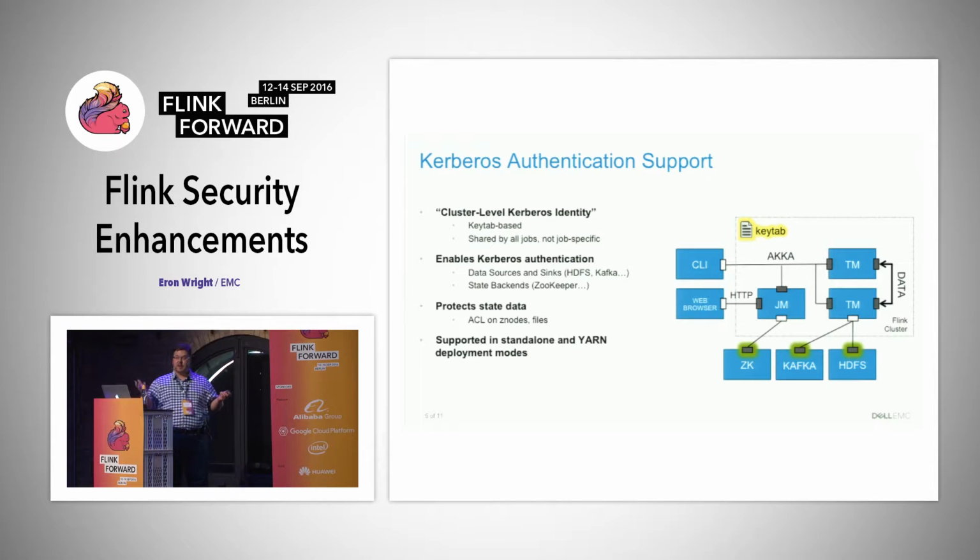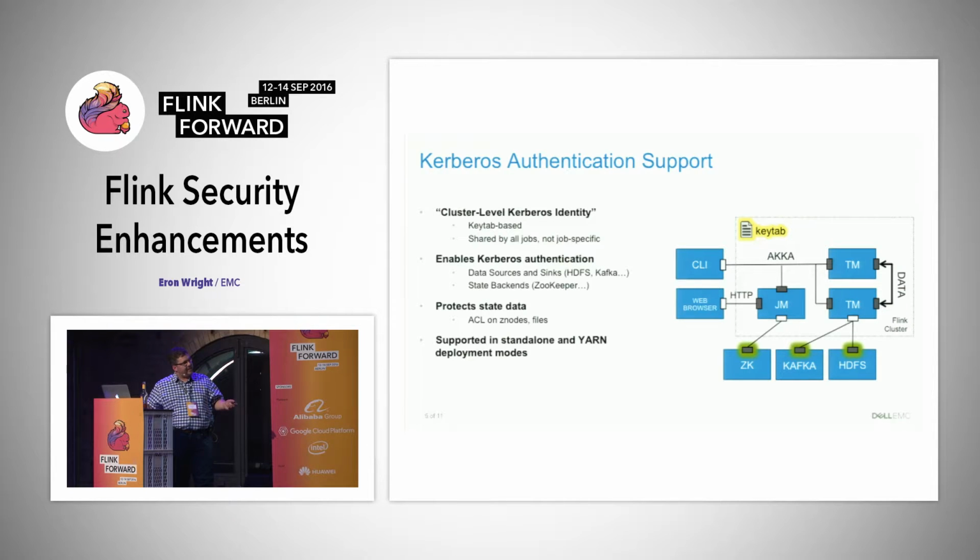So, okay, this is great, right? We've got this key tab in place. Now we can access Kafka using Kerberos. We can access Zookeeper using Kerberos. And that's really cool because we can protect the state associated with the Flink cluster from malicious users. But there's a teensy tiny problem here.